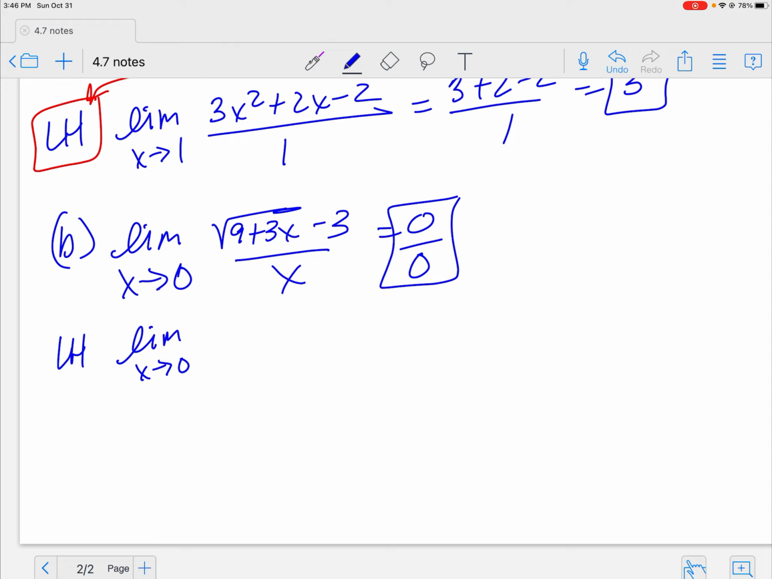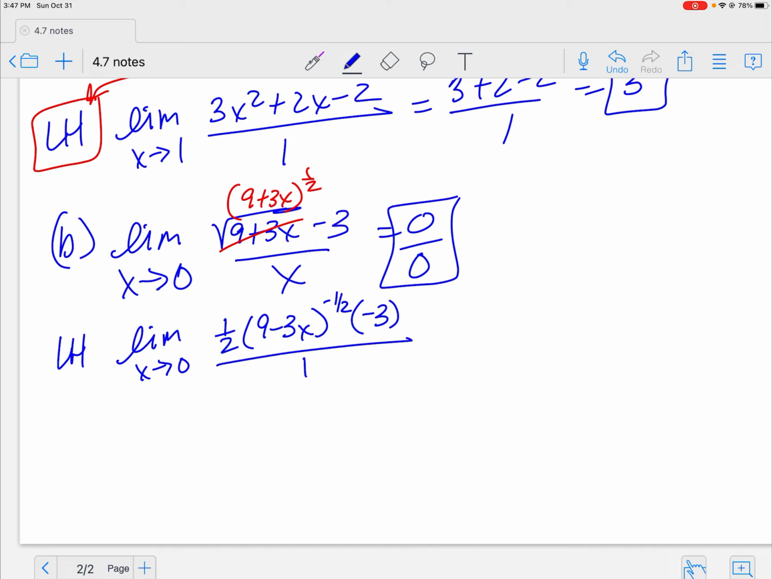This here is the same thing as 9 plus 3x to the 1/2 power, right? So we can just take that derivative, bring the 1/2 in front. I've got 9 minus 3x to the negative 1/2 times a negative 3 because of chain rule, right? And whenever I take the derivative of a constant, that's 0, so I don't have anything there, over the derivative of x, which is 1.